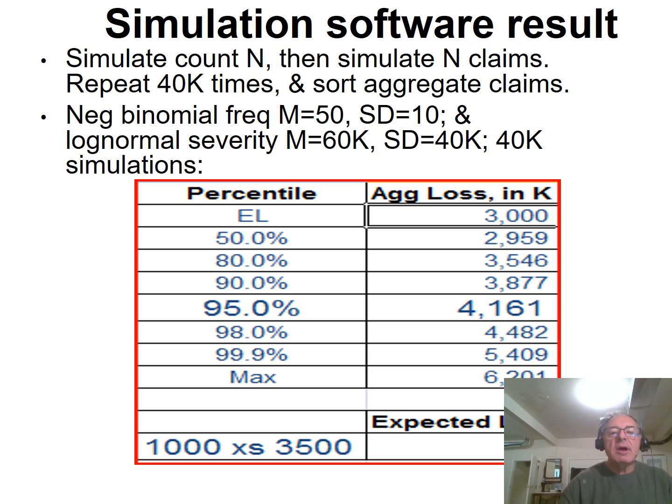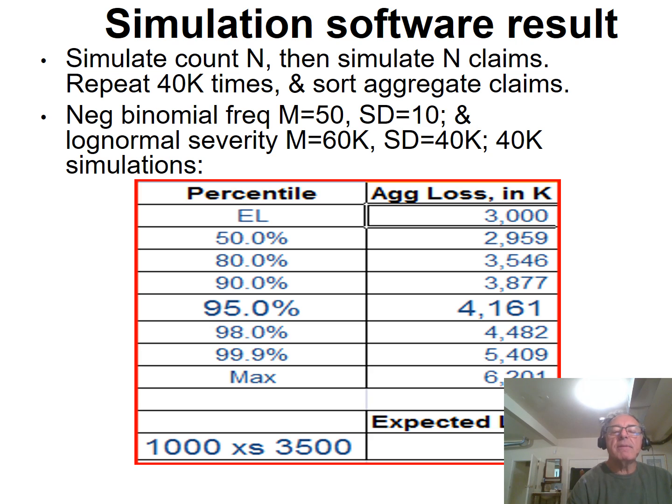So I've done this 40,000 times. For each year, I've done this with a frequency mean of 50. So this is, for example, 50 policies who've had an average of one claim. But instead of 0, 1, or 2, I've given them a negative binomial frequency distribution, mean of 50, standard deviation of 10, and a log normal distribution, mean of 60, standard deviation of 40.